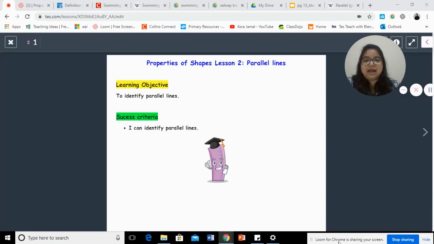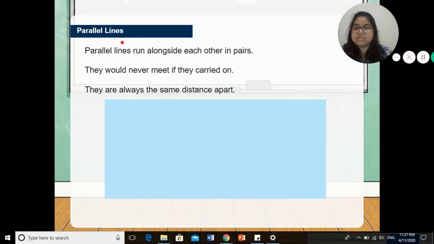Hello, children. Our lesson for today is on parallel lines. Our objective is to identify parallel lines. So let's see what are parallel lines.